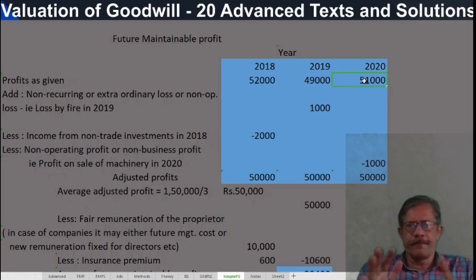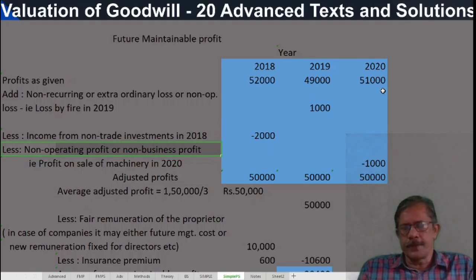So each year's profit should be adjusted with the past items. What are the past items? Loss by fire, 1,000 rupees, should be added to 2019 profit. Income from non-trade investment in 2018, 2,000 rupees, should be deducted. Non-operating or non-business profit should be deducted.